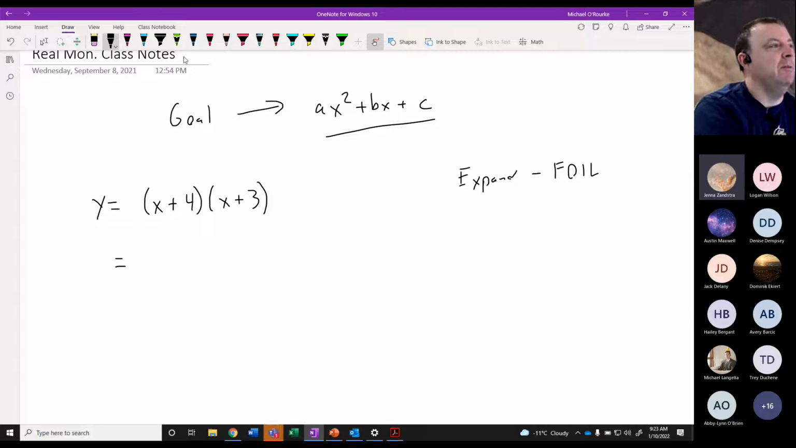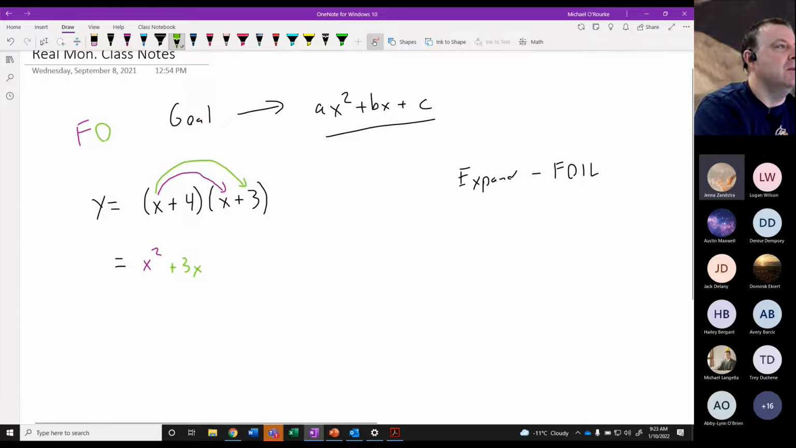Okay. So let me do one of these, then I'll give you one. First, we multiply the firsts, that equals x squared. We go outside by outside, that's 3x. We do our inside, which is 4x. And then we do our last, which is 12. And then we combine our like terms.